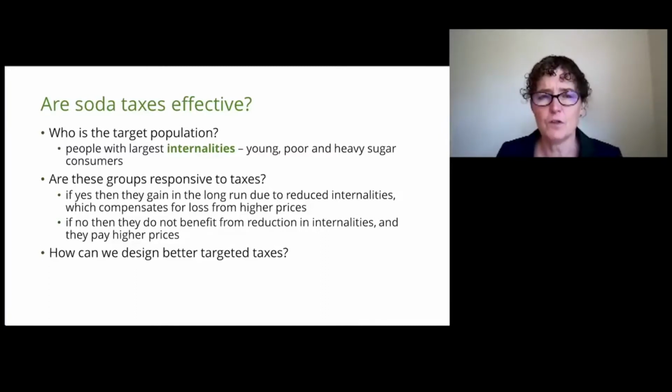So policymakers have focused on the young, the poor, and heavy sugar consumers, and so we'll focus on them in our work. Are these groups responsive to taxes? If they are, then they gain in the form of reduced long-run internalities, which compensates for the loss through higher prices. If not, then they do not benefit from reduced internalities, and they pay the higher prices. So if we think about the impact on poor households, we've not made them better off in the form of reducing internalities, and we've made them poorer because they're now paying higher prices. And so that may be a concern, and we'd like to learn about whether we could design better policies that are more effectively targeted.